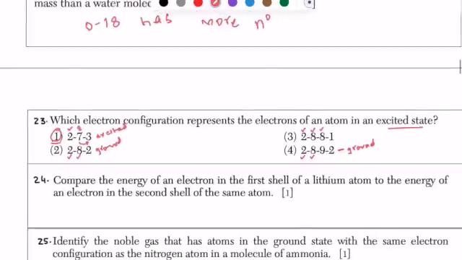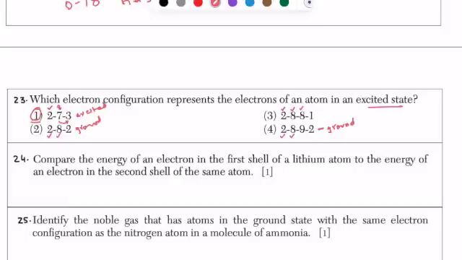So compare the energy of an electron in the first shell of a lithium atom to the energy of an electron in the second shell of the atom. So one question that you should absolutely not get wrong. Remember that the energy of the orbits increases as we go away from the nucleus. So electrons need to have more energy to occupy the orbits that are farther from the nucleus. So you'll simply say that the second shell has more energy than the first.